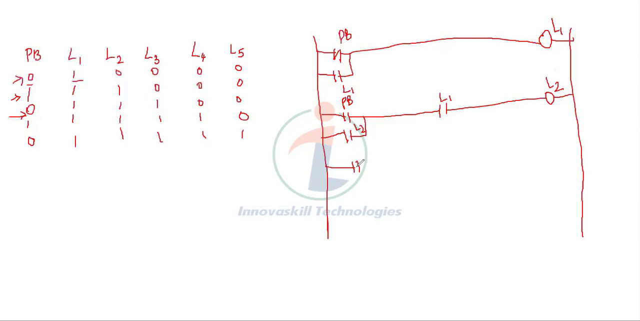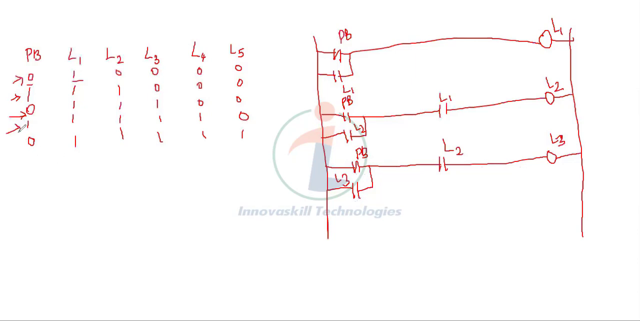Next, the third condition, if push button is off, L3 should get activated. So what I'm going to do is, I'm going to use NC of push button. I'm going to use L2 as interlocking here. After that, I'm going to connect L3. So initially L3 will not be activated. After L2 is activated only, L3 will get activated here. So now I'm using L3 as latch.